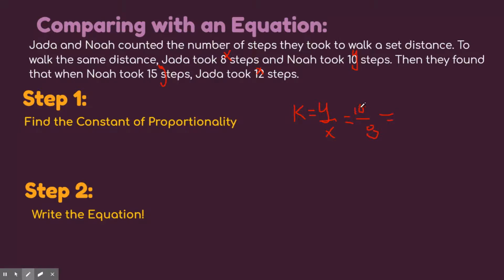I can reduce 10 over 8 by taking 2 out of each. So I'm going to divide 10 by 2, which is 5, and I'm going to divide 8 by 2, which is 4. I can't reduce 5 over 4 any more than that. So I have my constant of proportionality, which is 5 over 4.